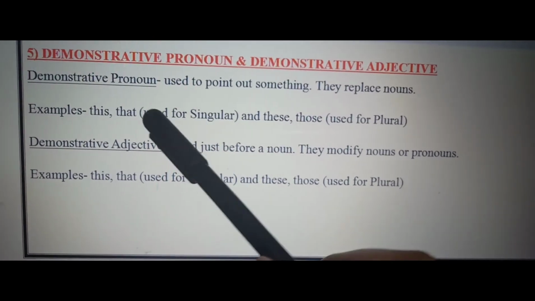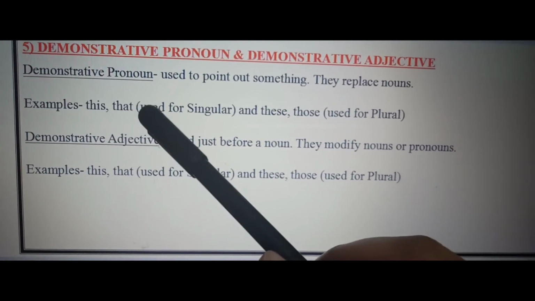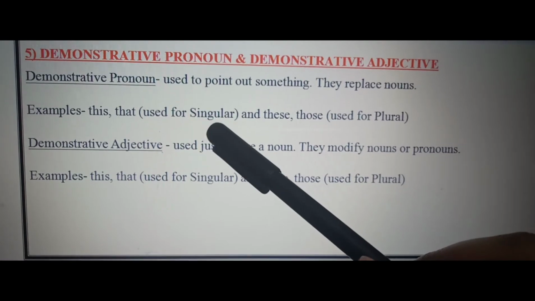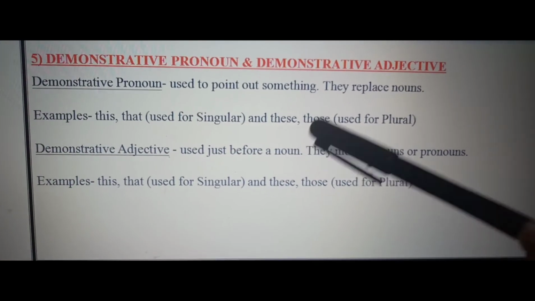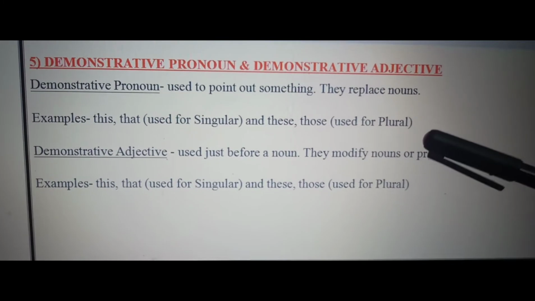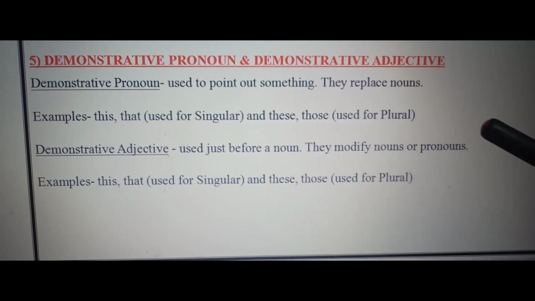Examples are this and that. These are the demonstrative pronouns used for singular, when we are talking about anything which is one in number. And these and those are the plural demonstrative pronouns. When we are talking about more than one, we use these demonstrative pronouns.